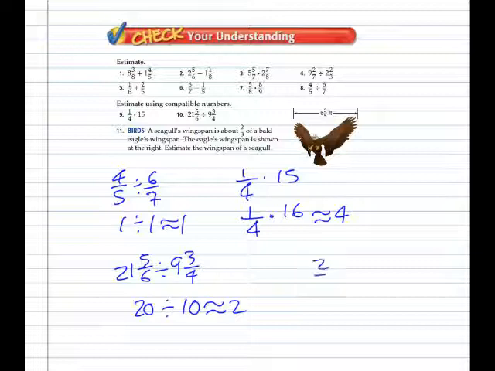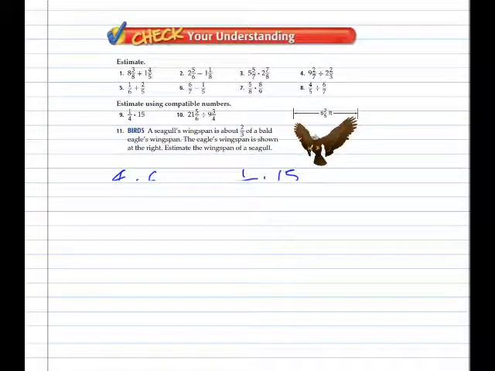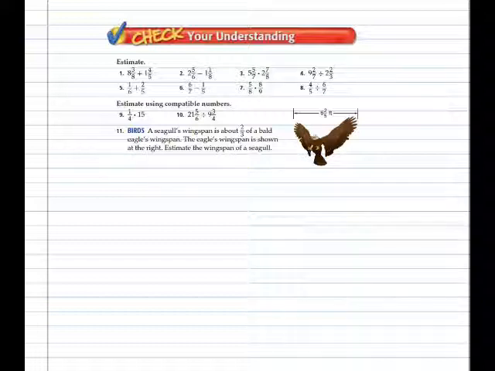In example 11, a seagull's wingspan is about 2/3 of a bald eagle's, which is 6 2/5. So we want 2/3 times 6 2/5. Using compatible numbers, we're going to leave the 2/3. We're going to round 6 2/5 to 6 to make the 6 compatible with the 3. As we did in our earlier example, 1/3 of 6 is 2. So 2/3 of 6 is approximately 4.